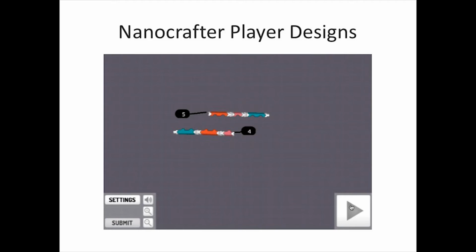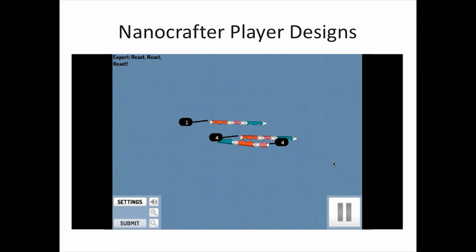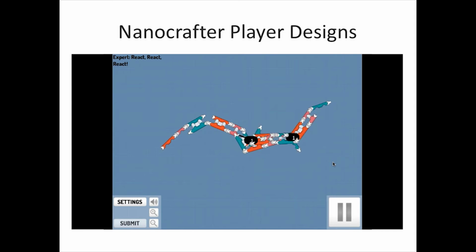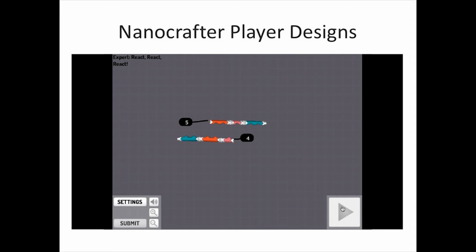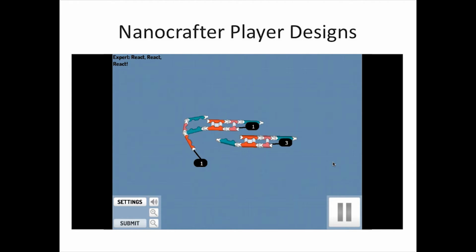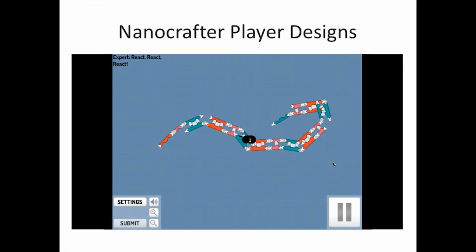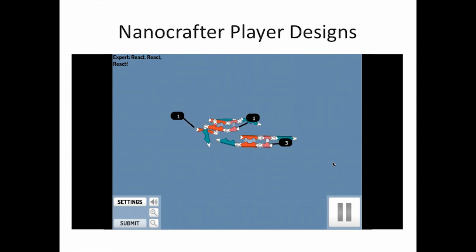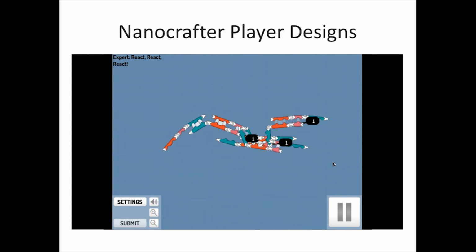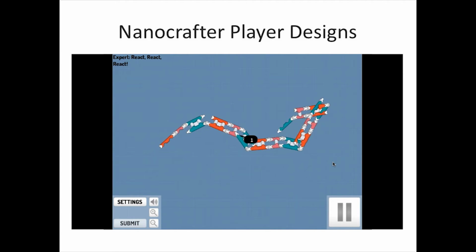We also asked the players to build a small set of strands that assembles into essentially a repeating structure when it's simulated. This is something that a player came up with. It has basically a bunch of copies of 2 different sets of DNA that then self-assemble into this repeating polymer structure.